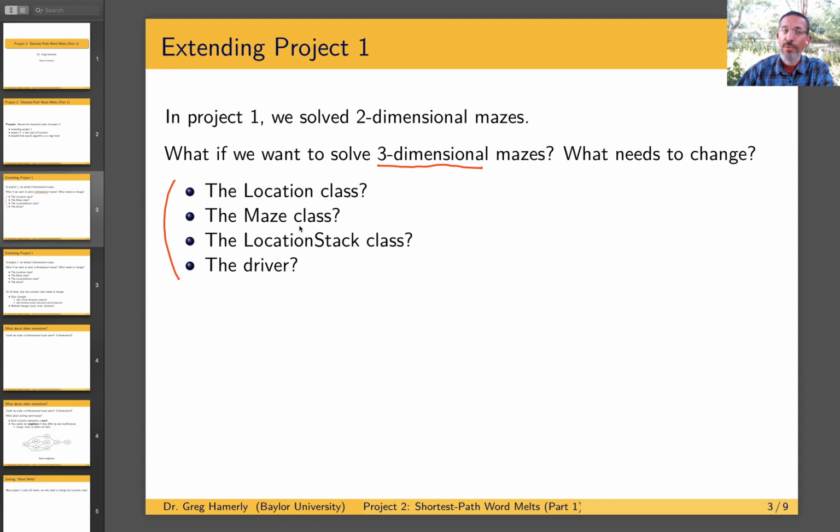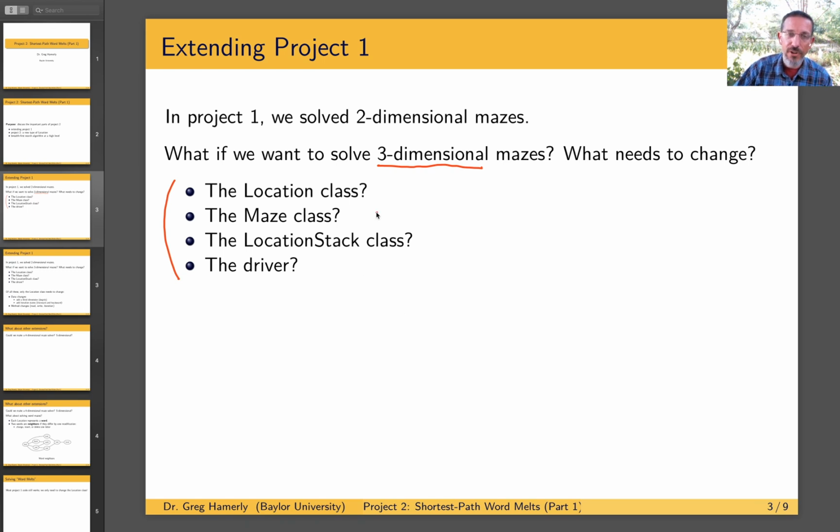Well, let's go through these one by one. Would the location class have to change? Yes, because now we would have a row, a column, and perhaps a third dimension called depth, right? We'd have to represent that third dimension. In addition, we would have to not only go right, down, left, and up, we would also have to go forward and backwards in that third dimension. In addition, we'd have to update all the methods that read and write and manipulate the location class. So the location class would have to change.